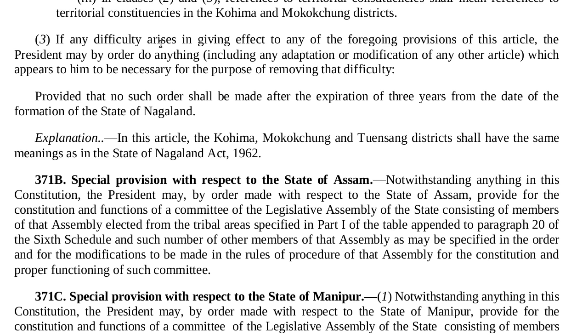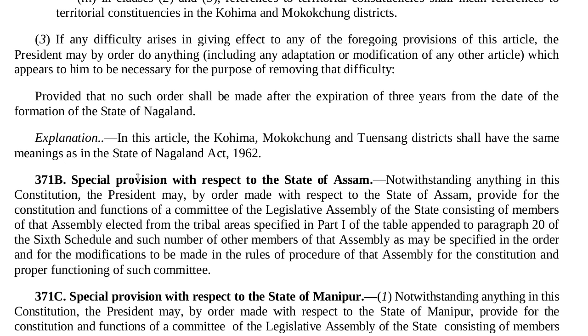3. If any difficulty arises in giving effect to any of the foregoing provisions of this article, the President may by order do anything, including any adaptation or modification of any other article, which appears to him to be necessary for the purpose of removing that difficulty, provided that no such order shall be made after the expiration of 3 years from the date of the formation of the state of Nagaland. Explanation: in this article, the Kohima, Mokokchung and Tuensang districts shall have the same meaning as in the State of Nagaland Act, 1962.